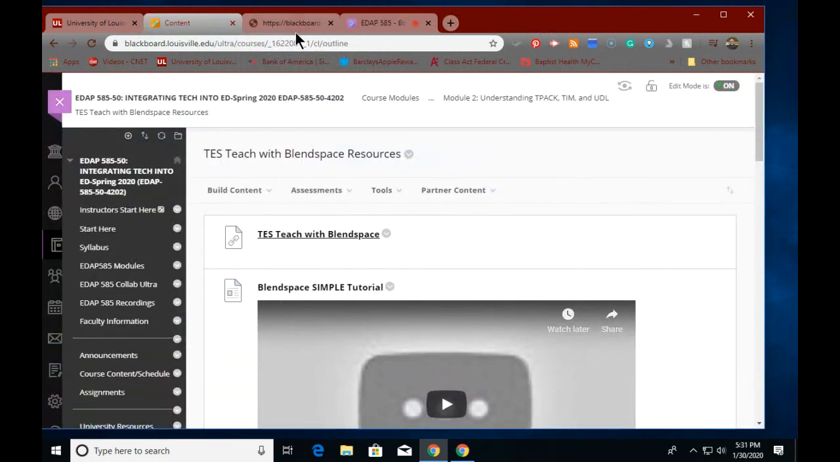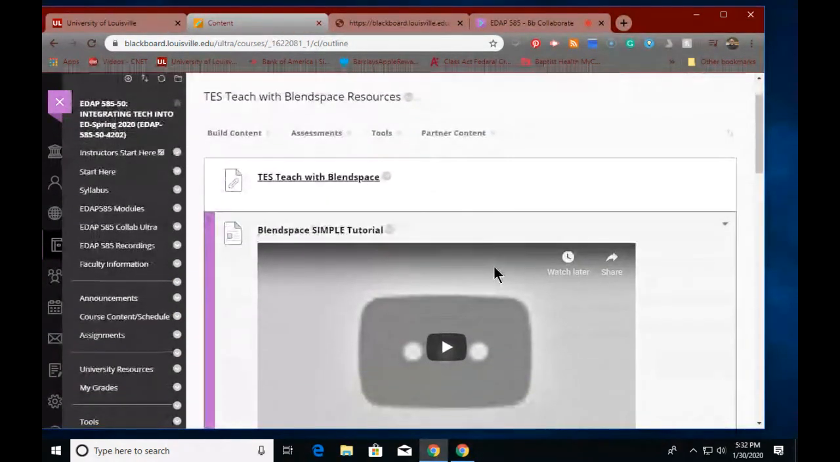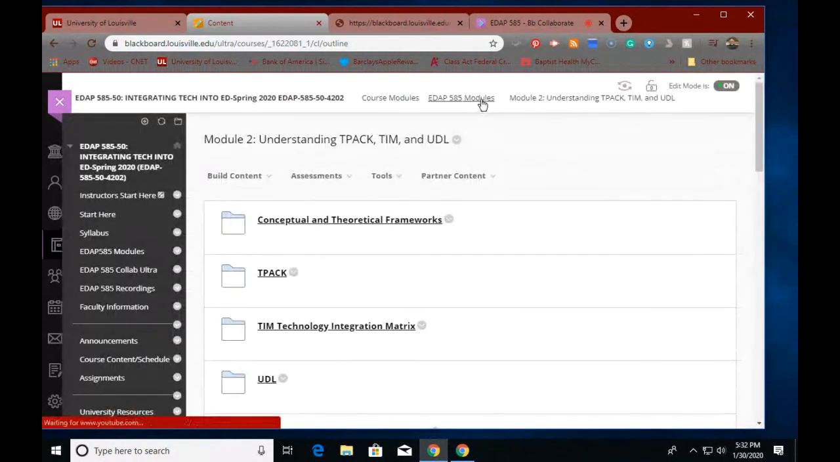And of course, as always, you'll be able to get something out of the blend space that can end up being sent to you or being posted into a Google Classroom assignment, and so on and so on. That's the other reason why I like it a lot.